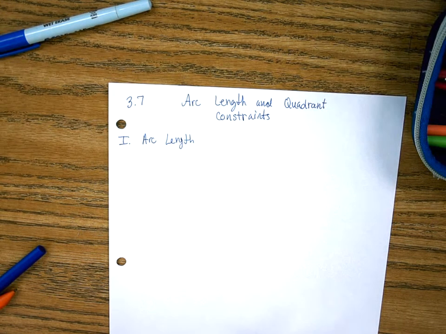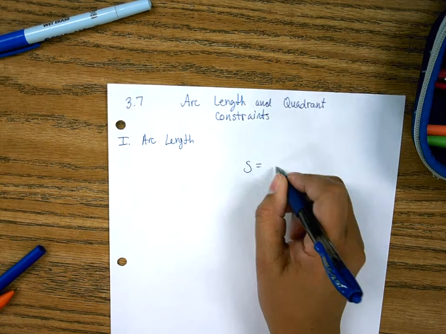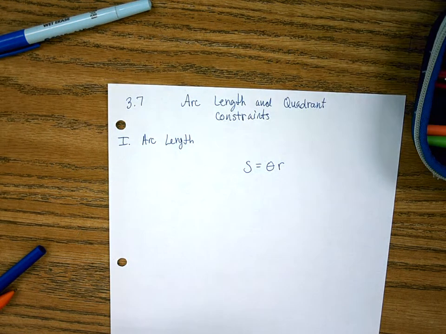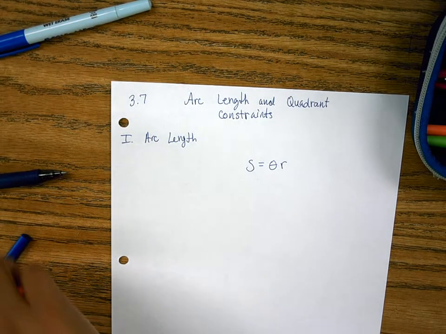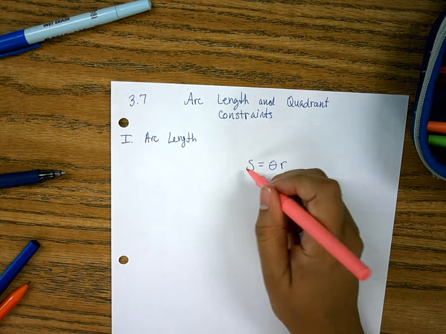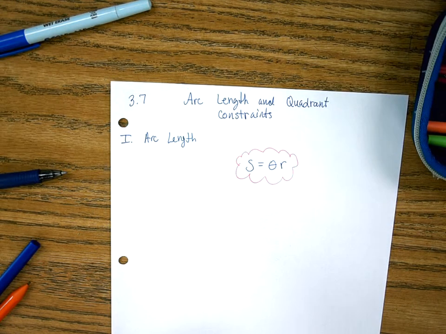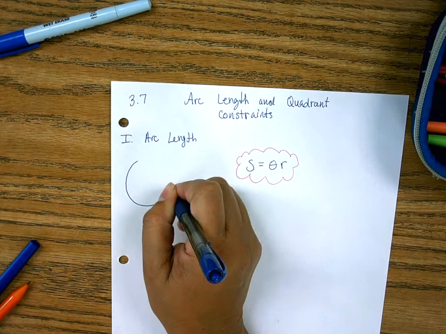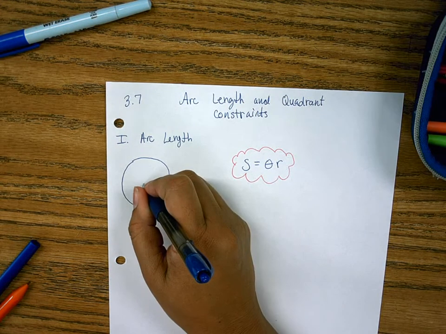Okay, arc length formula. Before I give you the picture, I'm going to give you the formula. S equals theta times r. I will explain what each of these stand for. Let's bubble this guy in so we remember that is a formula we will need to have memorized. Let's draw our circle with the center.